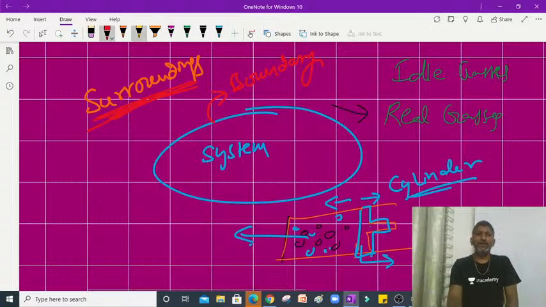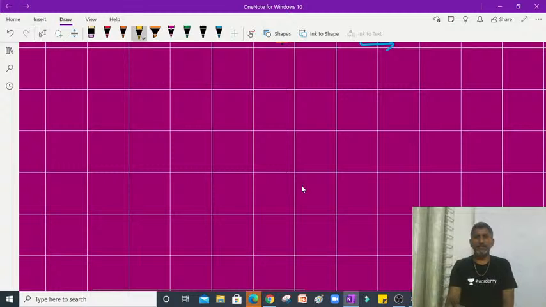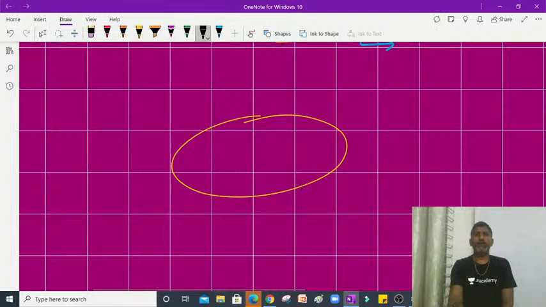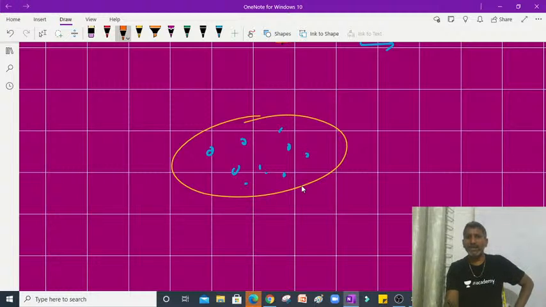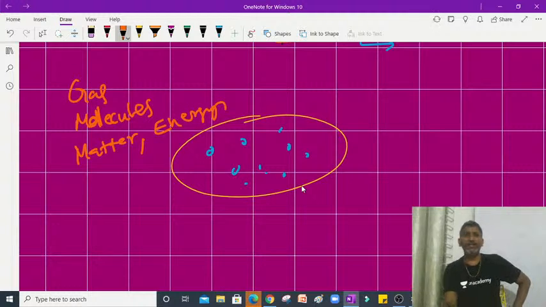Now if you see, systems are of three kinds basically, students. Suppose we imagine one system like this. This is gas, basically, and gas means gas molecules are inside. Gas is made of molecules only, so it's basically matter. A molecule can have energy also, like heat energy.